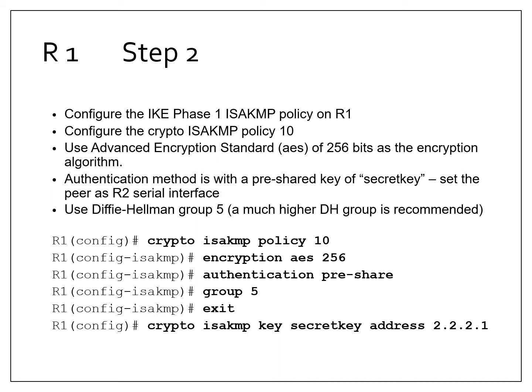So we say crypto isakmp policy 10, encryption aes 256, authentication pre-share, group 5, then we exit there. Then we say crypto isakmp key secret key, that's our secret key, that's the pre-shared key. Then we say address, and then 2.2.2.1 is the IP address of the serial interface on router 2.